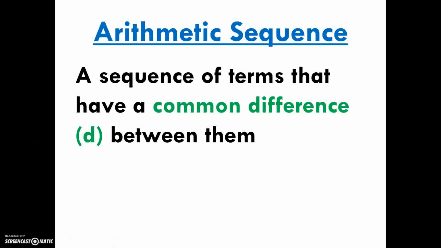An arithmetic sequence is a sequence of terms that have a common difference, which we will refer to as d, between them. And when we think about common difference, we always think of it as what is being added. So even if it looks like we're subtracting every time, we're going to say that we're adding a negative. Now, to find the common difference, you take the second term and subtract the first term from it. So we'll do a sub 2 minus a sub 1.